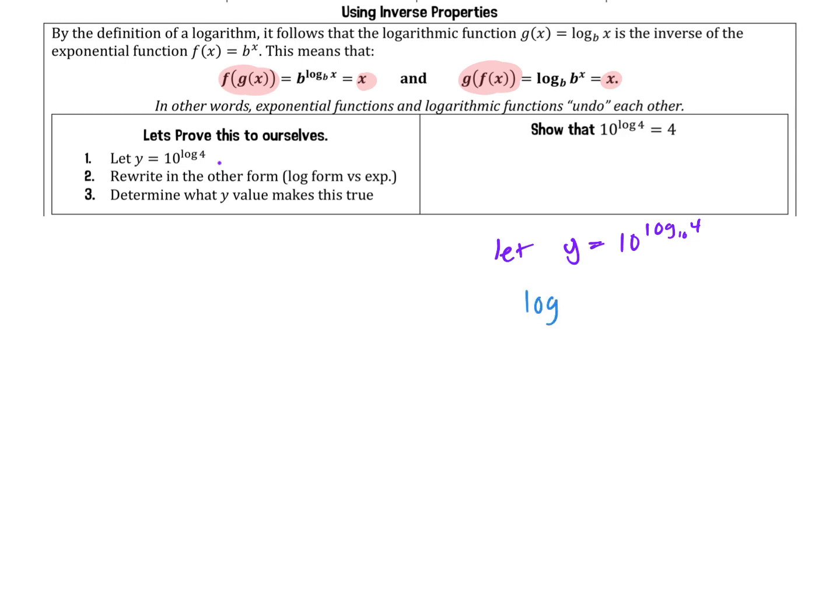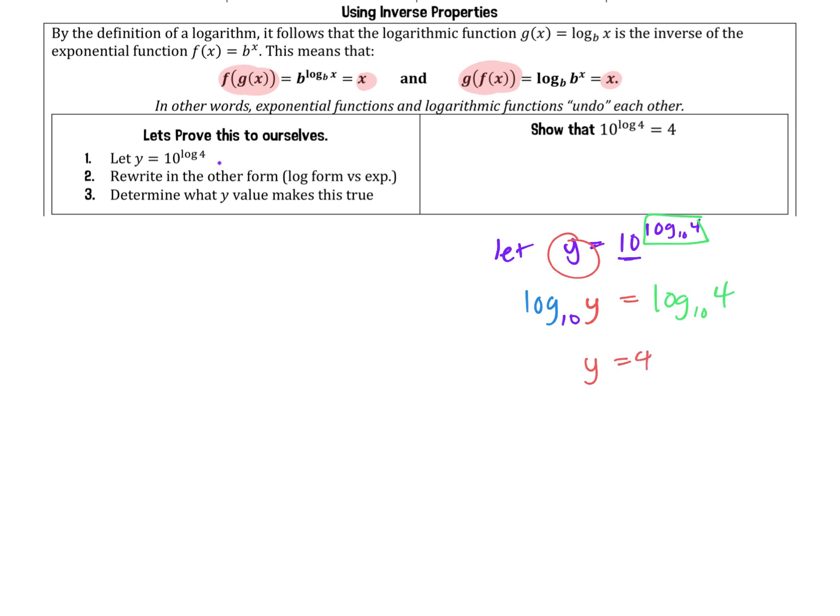What's the base here? The base is 10 of y is equal to, the log is equal to the exponent. What is the exponent? It's log base 10 of 4. Now, if these two statements are going to be equivalent, what does y need to equal? Y is going to equal 4 in this case.